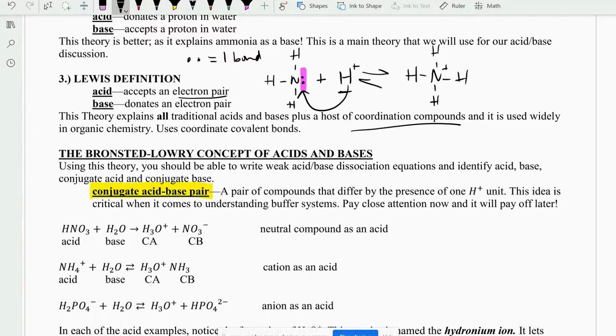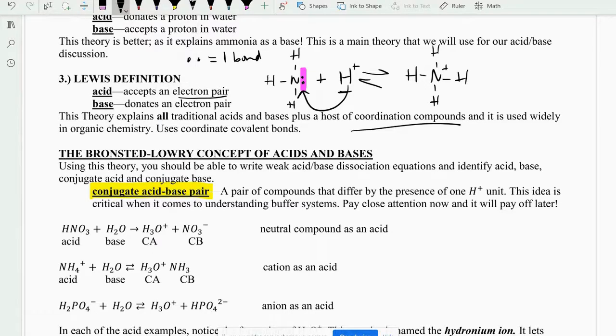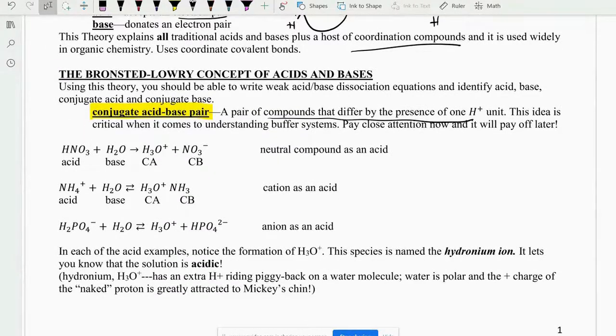If you look at the definition of what conjugate means, it literally means pairs. I have a couple of examples here in the notes, and hopefully after a couple of examples you'll see what I'm talking about. But the definition is stating that a conjugate acid and base pair is a pair of compounds that differ simply by the presence of a hydrogen proton. Super important to understand conjugate acid base pairs, especially when we get towards the end of the unit talking about our buffer systems.